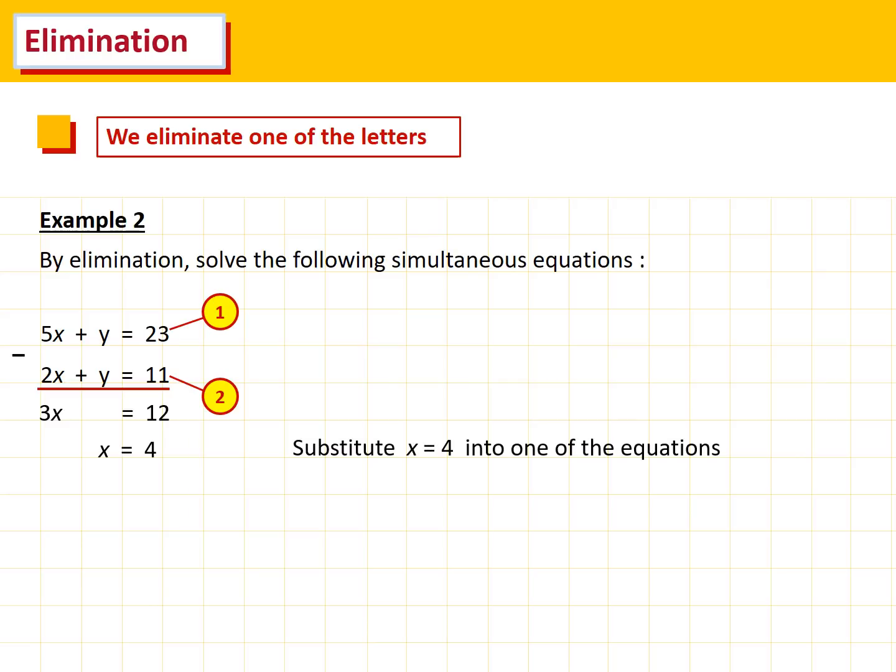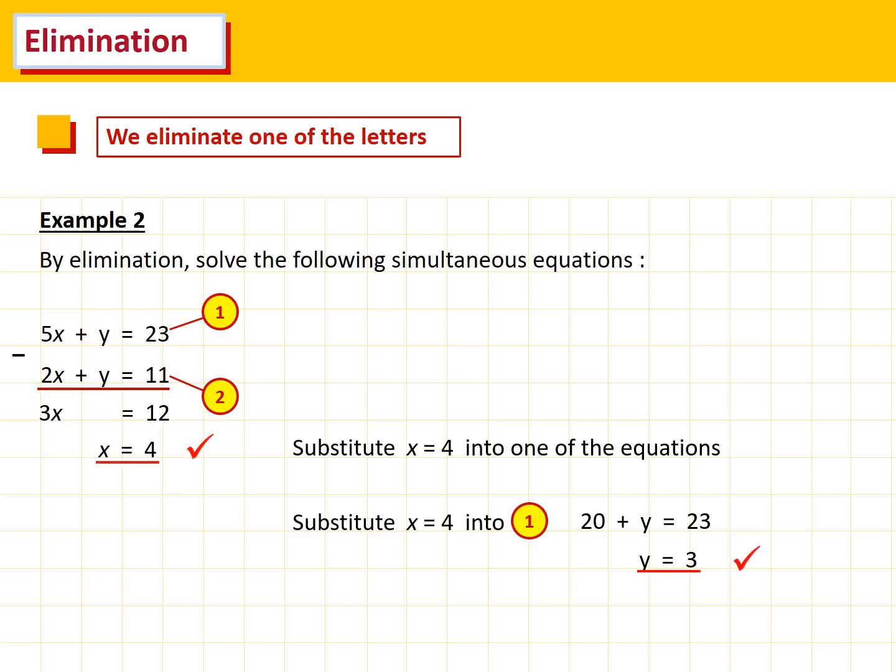We now need to find the y value, so we substitute x equals 4 into one of the equations, into equation 1 in this case. So 5 lots of x becomes 20 because x is 4. So that top equation becomes 20 plus y equals 23. So y must equal 3.